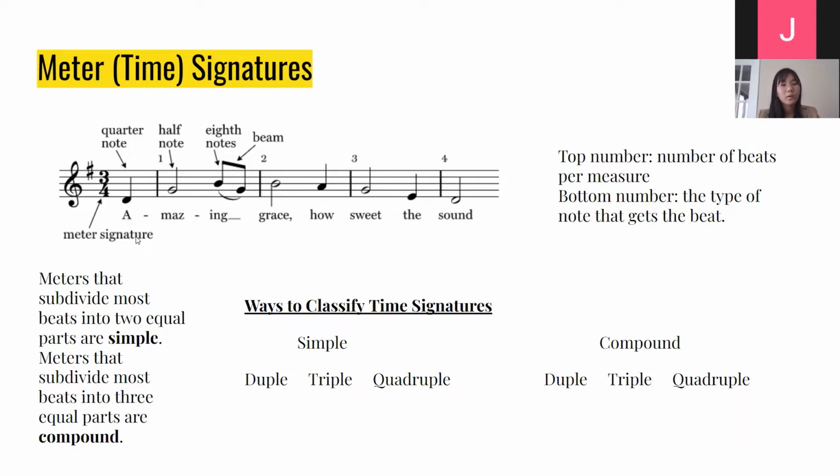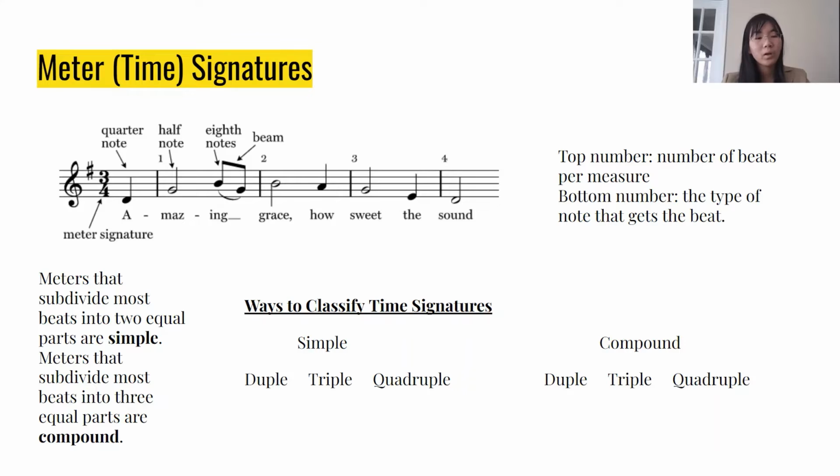And then ways to classify meters is that they're either simple or compound, and under simple and compound, there's duple, triple, and quadruple. So you would call a meter, for example, simple triple meter or compound duple meter. Meters that have beats that subdivide into two equal parts are simple, and meters that have beats that divide into three equal parts are compound. I'll talk about what that means on the next slide.